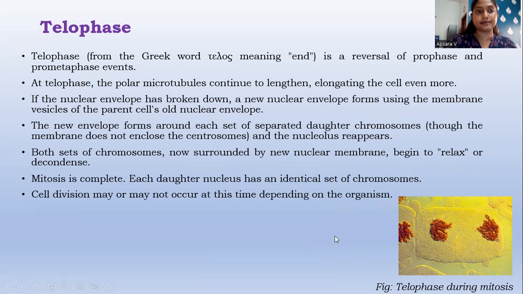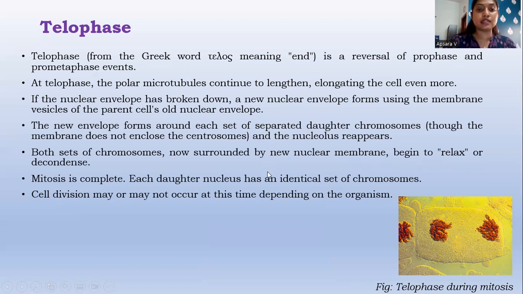Next is telophase. Telos means end. Basically, it is a reversal of prophase and prometaphase events. At telophase, the polar microtubules continue to lengthen and elongate the cell even more. If the nuclear envelope has broken down, a new nuclear envelope forms using the membrane vesicles of the parent cell's old nuclear envelope. The new envelope forms around each set of separated daughter chromosomes, though the membrane does not enclose the centrosome, and the nucleolus reappears.